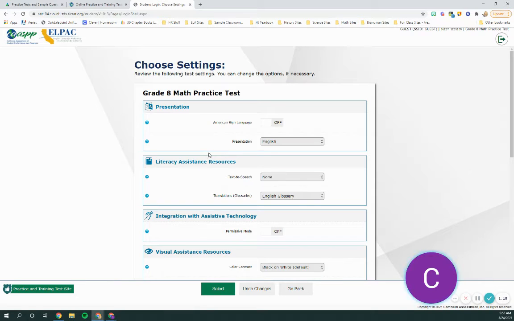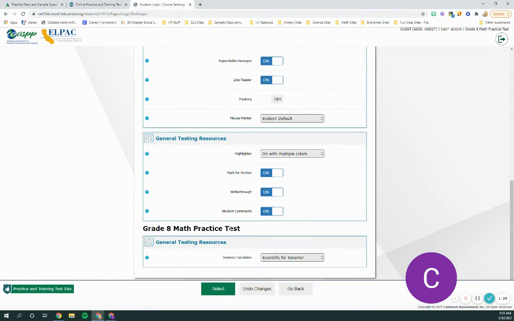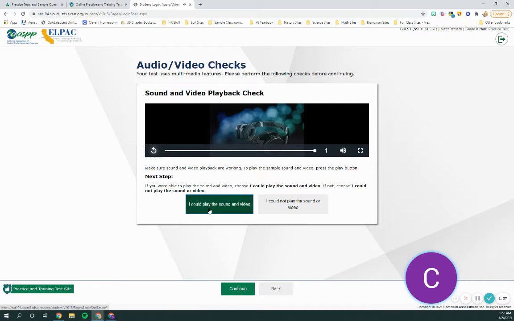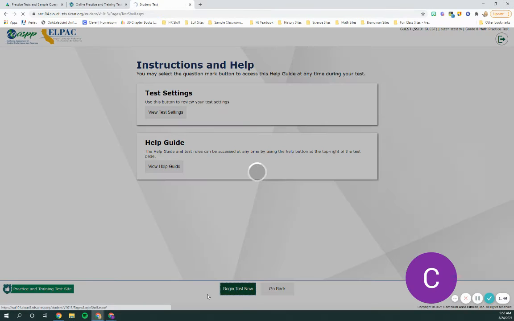If you click right here to open up math, this should all be set to standard settings, so you can just click select. It's going to test your video and sound playback. And I heard that just fine, so I click I could play the sound and video, continue, and then begin test now.